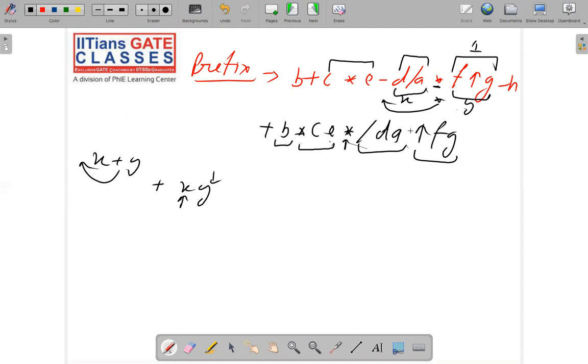The next operation is this minus operation, which is between, this is X here, this is Y here.